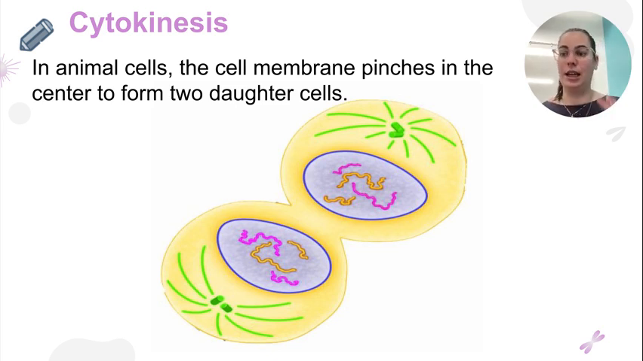In animal cells, the cell membrane pinches together to form two daughter cells that can pull apart. In plant cells, a cell plate forms in the center of the cell. This plate usually develops into membranes and a wall forms. Now, what I have at the end here are two cells that are genetically identical.